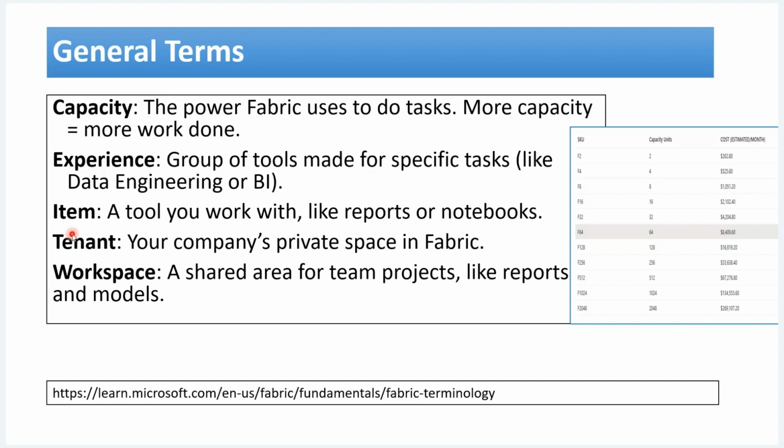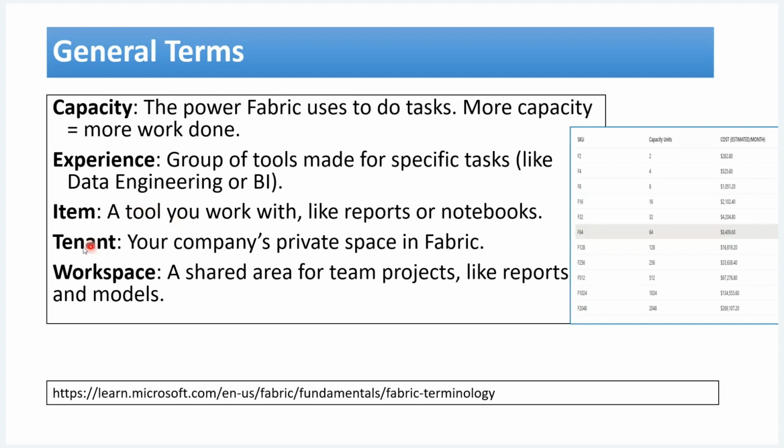Next, item. So item is nothing but a single piece of tool in the workload is called an item. It means if you take data engineering, data pipelines and notebooks and data flows will come under data engineering. So if you take only a pipeline, or only notebooks, those are called items here. Or only reports, it means a particular tool in any artifact, if you take it, that is called an item.